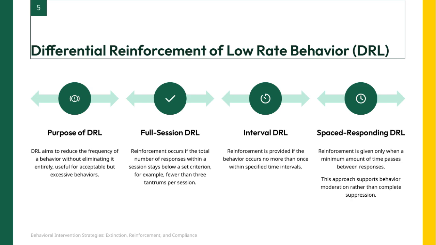First, full session DRL, where reinforcement is given only if the total number of responses in the whole session stays below a set limit. For example, fewer than 3 tantrums during that time. Next is interval DRL, which provides reinforcement if the behavior happens no more than once within certain time intervals. Finally, spaced responding DRL gives reinforcement only when a minimum amount of time has passed between responses. This method helps encourage moderation in behavior instead of trying to stop it entirely. Overall, DRL is about promoting balance rather than elimination.